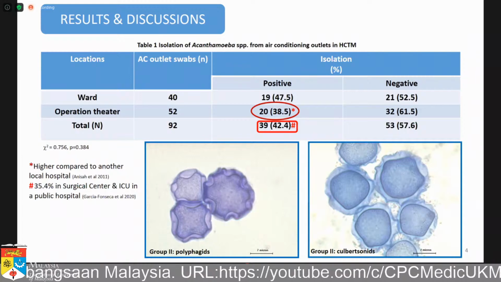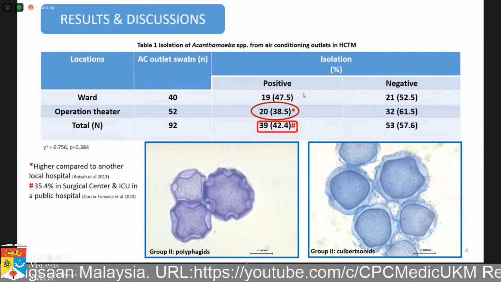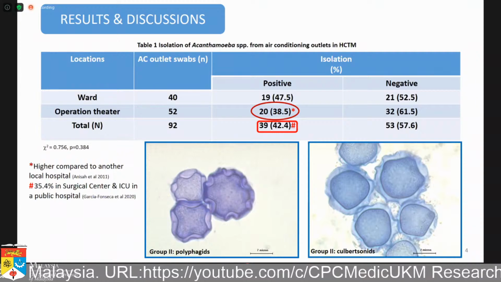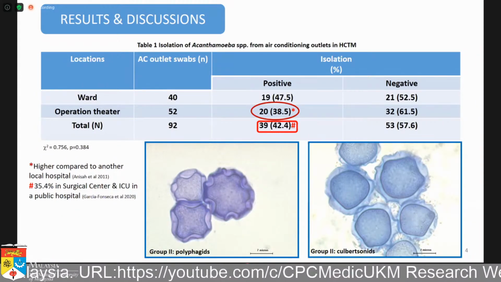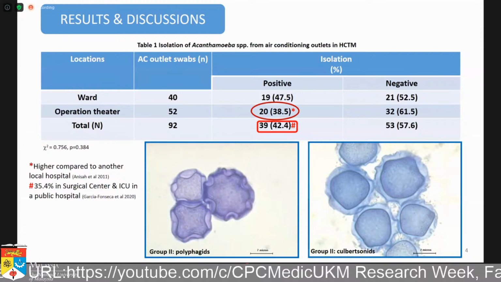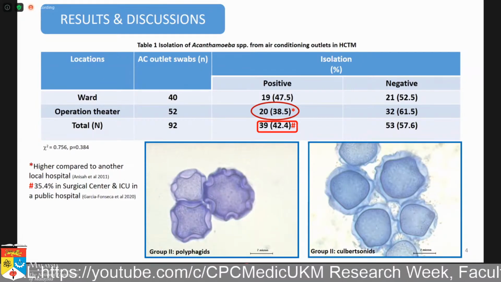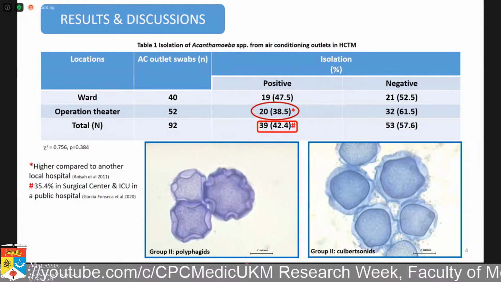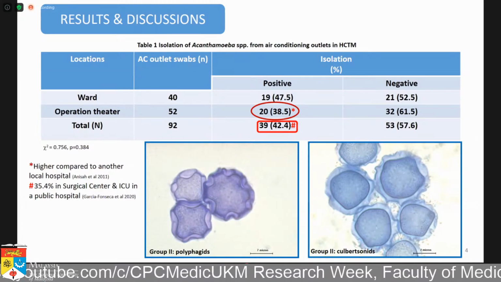Now, if you look at the isolation rate, the ward has the highest rate of isolation at around 47% compared to OTs, but the difference was not significant. And this shows that the risk of exposure is almost similar in wards with heavy human traffic and in OTs where there is a controlled environment.